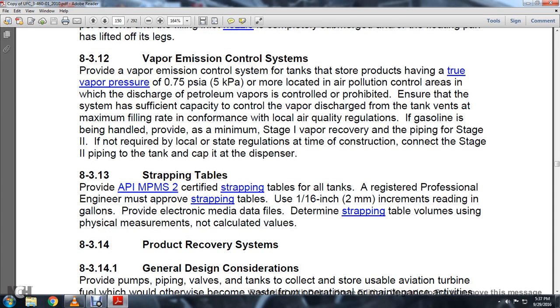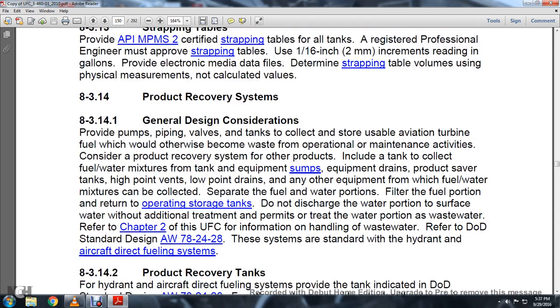8.3.13 Strapping tables: provide an API MPMS 2 certified strapping table for all tanks. A registered professional engineer must approve the strapping tables. Use 1/16 of an inch increment readings in gallons. Provide electronic media data files. Determine strapping table volumes using physical measurement, not calculated values.